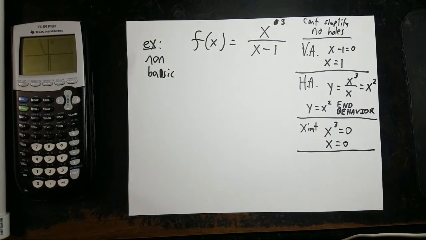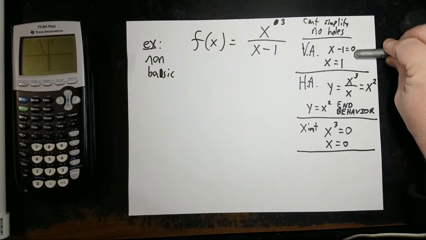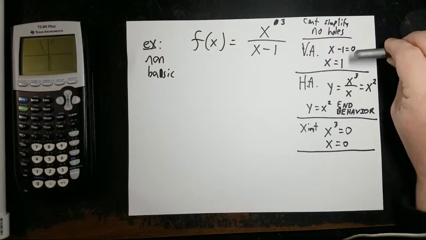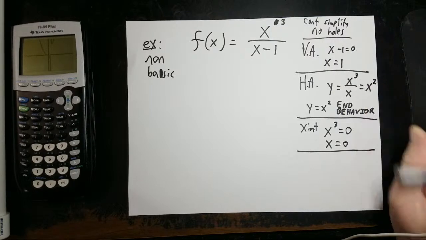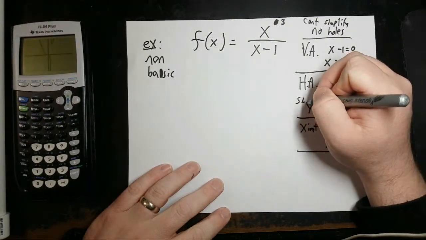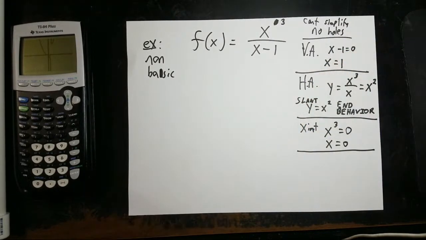Next, take the denominator and set it equal to 0. You get a vertical asymptote. Next, take the leading terms from the top and the bottom of the fraction and simplify. You get the graph's end behavior. Unfortunately, it is not a horizontal asymptote. It is what they call a slant asymptote, or an oblique asymptote.